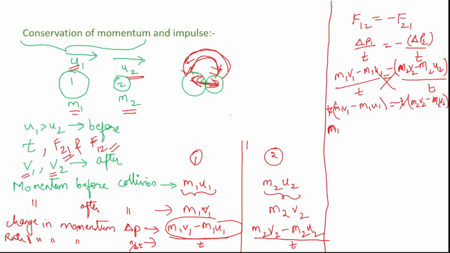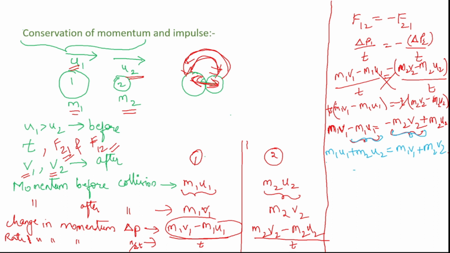So what will you be left with? M1 V1 minus M1 U1 equal to minus M2 V2, and minus into minus gives plus M2 U2. So let us take this M2 V2 to the other side and M1 U1 to this side. What will you get? M1 U1 plus M2 U2 equal to M1 V1 plus M2 V2.